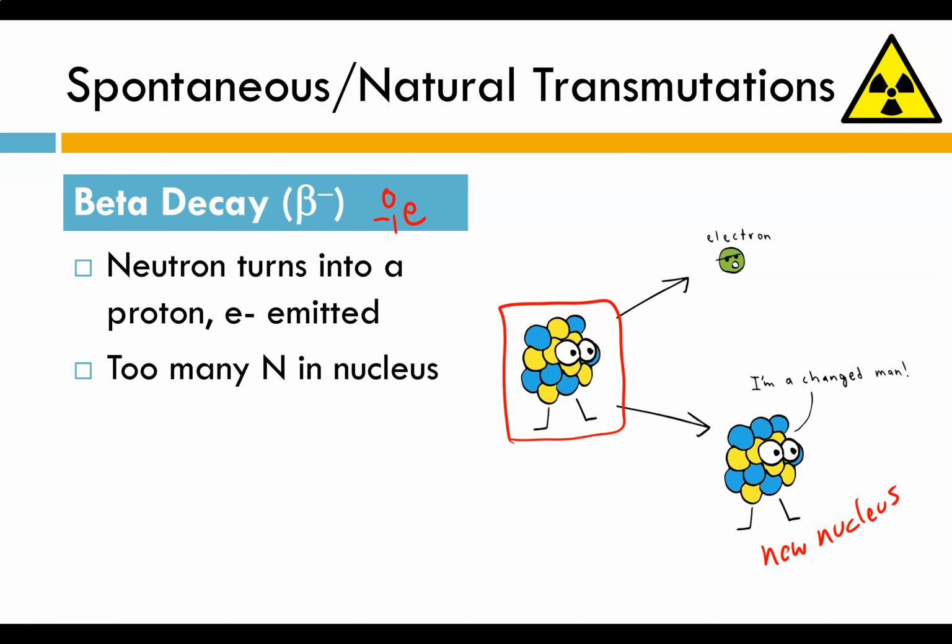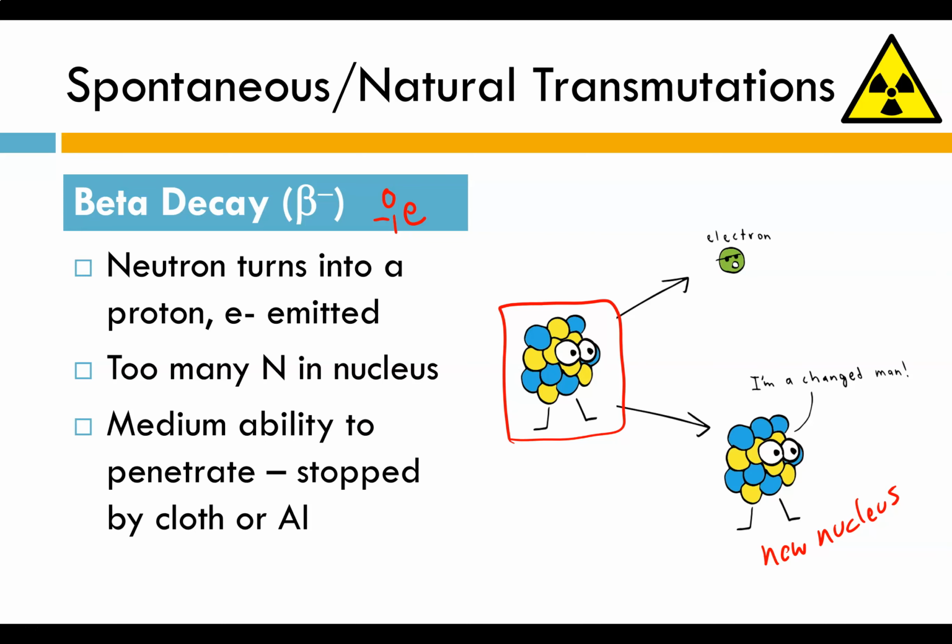Again, this happens because there are just too many neutrons in the nucleus. And a beta particle, which is really just an electron that's emitted from the nucleus, has a medium ability to penetrate. Basically, it can be stopped by cloth or aluminum foil.